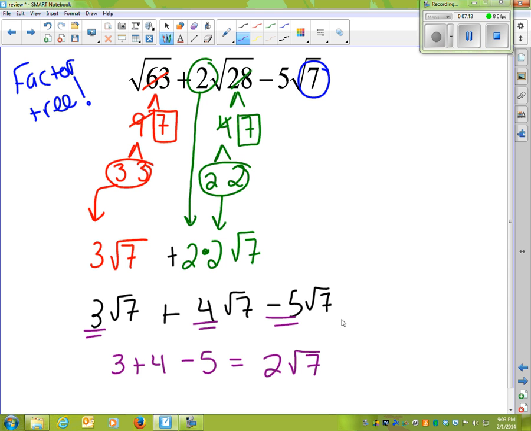At this point, when you add and subtract radicals, it's the exact same way that you would use with any variable. If you had 3x plus 4x minus 5x, you add and subtract it the same way.